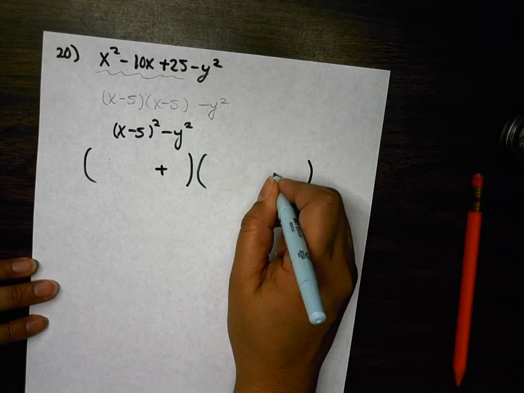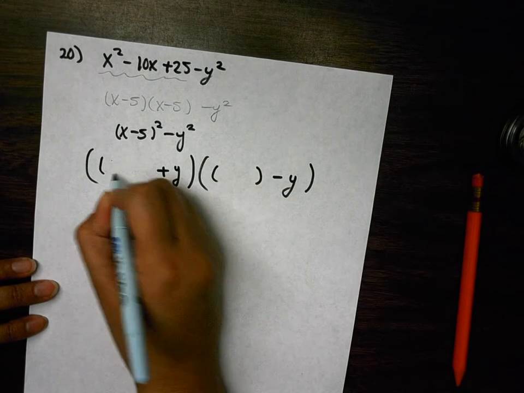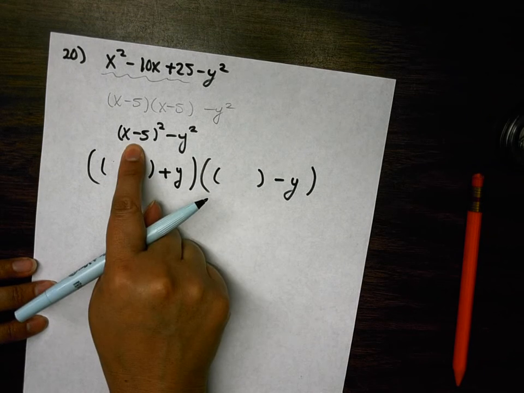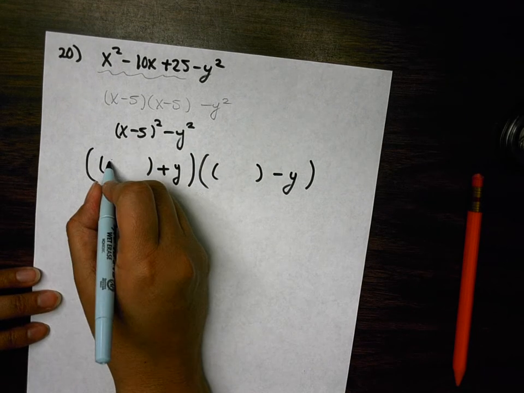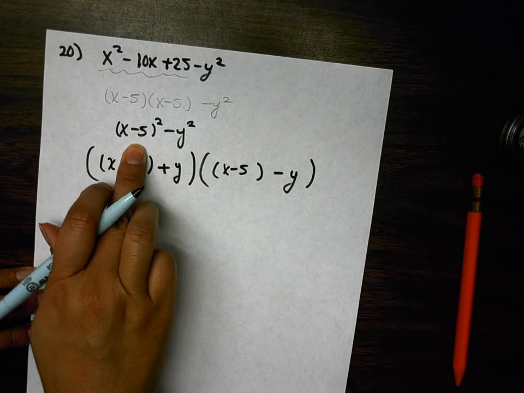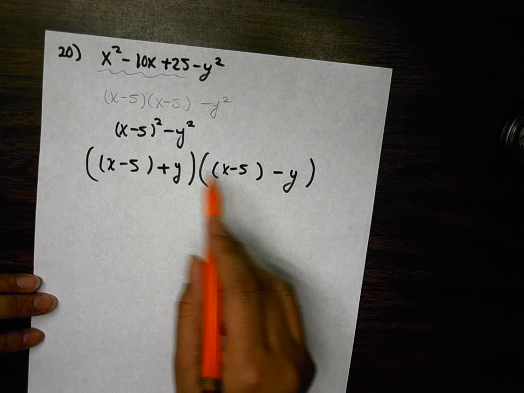I'm going to do the easy part first. What am I going to end up with at the end? Plus and minus what? Y. And then here is this. What do I put here? So when I multiply them together, I get x minus 5 quantity squared. Is x minus 5 times x minus 5, x minus 5 quantity squared.